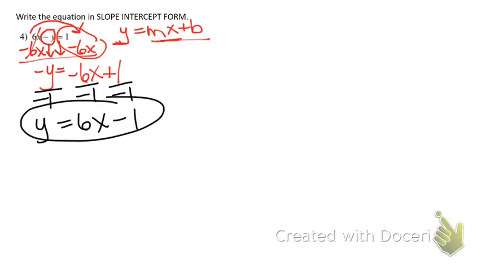And that is slope-intercept form. It doesn't have to have fractions. It just has to have the y by itself, then the x term, and then the constant.